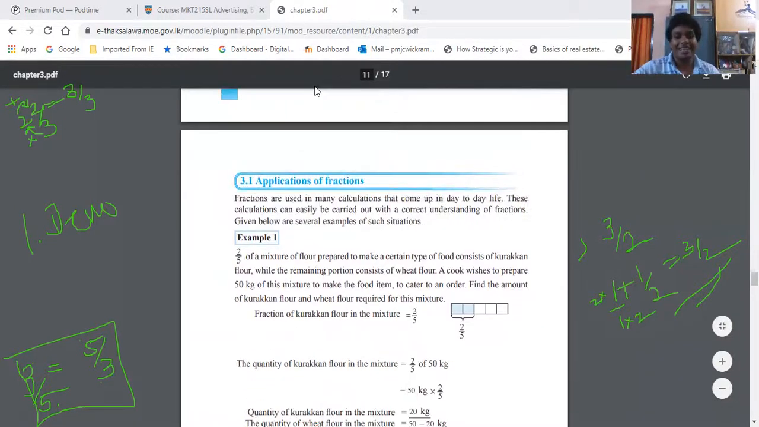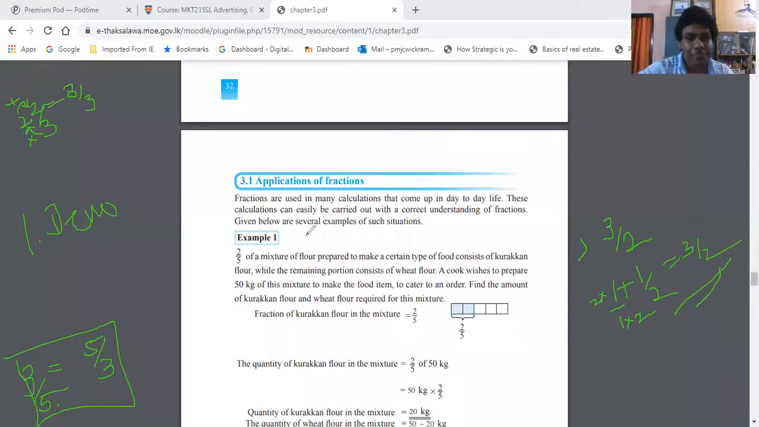No? That's why I'm going to explain again. 2/5 of a mixture of flour prepared to make a certain type of food consists of Kurakan flour, it says. Right? 2/5 of a mixture of flour. Kurakan is given as 2/5, while the remaining portion consists of wheat flour. Wheat flour is the rest, that is 3/5. Write it down, 3/5 is wheat flour. A cook wishes to prepare 50 kilograms of this mixture to make the food item to cater to an order. Find the amount of Kurakan flour and wheat flour required for this mixture.